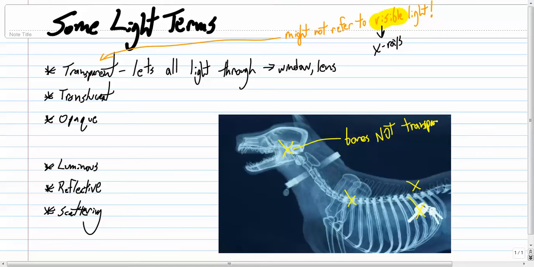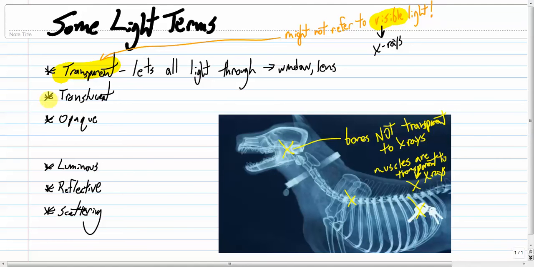Oops, not transparent to X-rays. But we can see that these soft tissues, like the muscles, are transparent to X-rays. So transparent doesn't necessarily have to be talking about just visible light. It can be talking about other types of light.